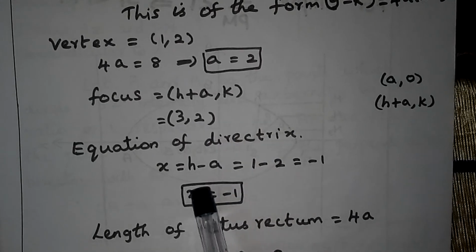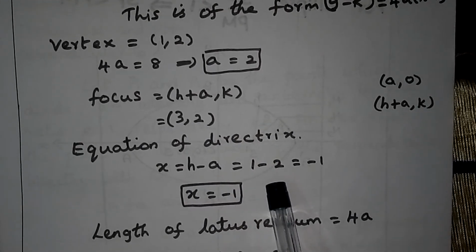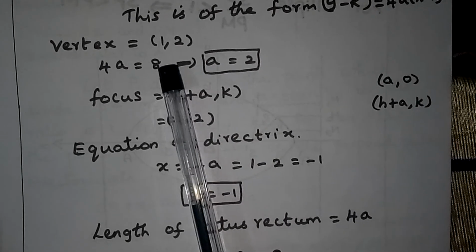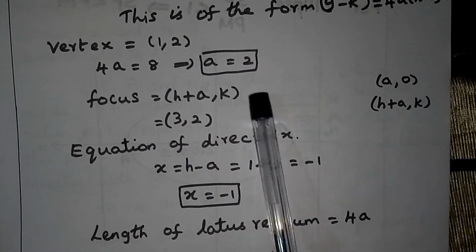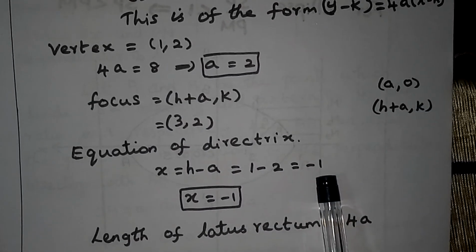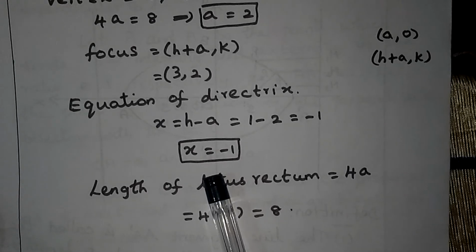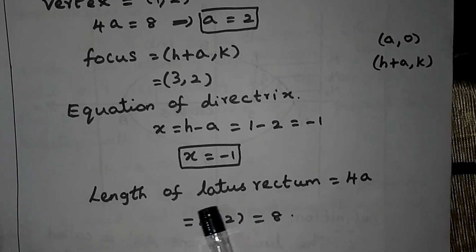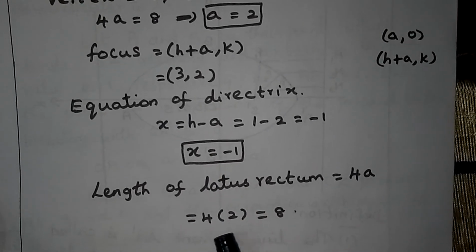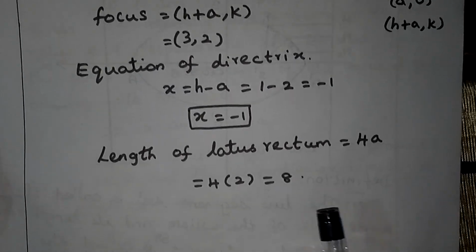If you have plus a, here it will be minus a. So h value is 1, then a value is 2. So 1 minus 2, it is minus 1. X equal to minus 1 is the equation of directrix. Length of lattice rectum, it is 4a. So 4 into a is 2, it is equal to 8.